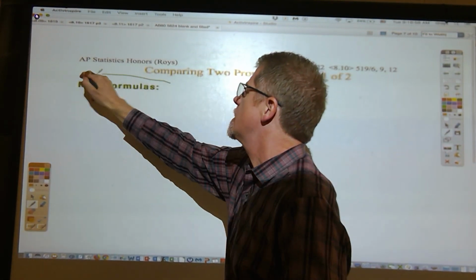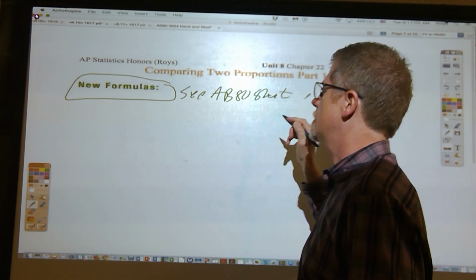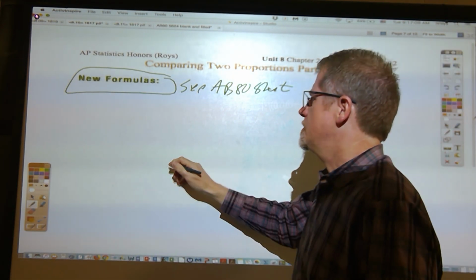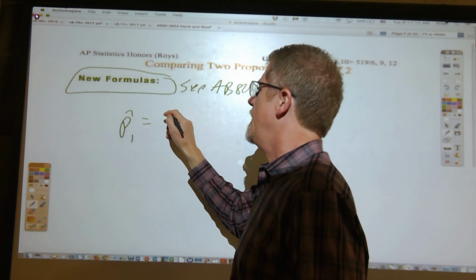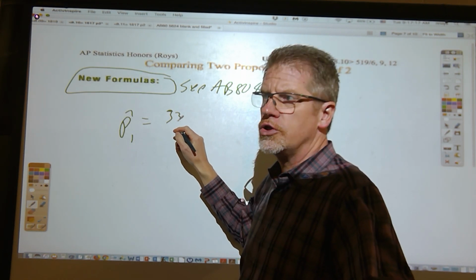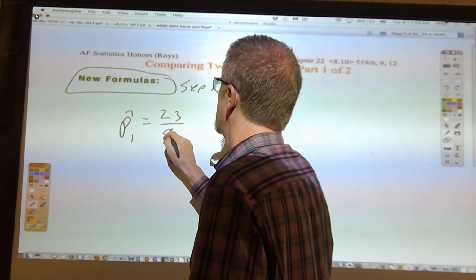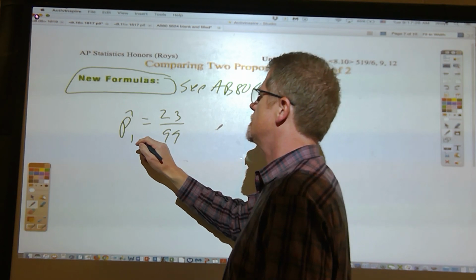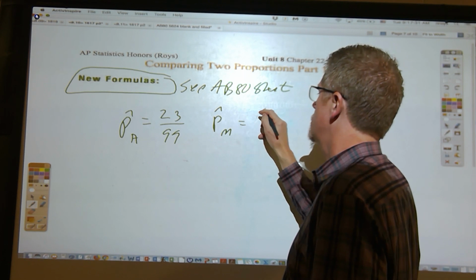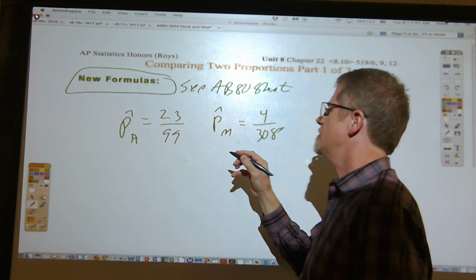We're back. So new formulas, we already wrote those down. Just write C, A, B, 80 sheet. New formulas are there. Let's just throw the Donald Trump example up here real quick. Suppose p-hat 1 was 23 out of 99. Just trying to keep it connected to the real world. 23 out of 99, or you could even say p-hat sub A for America. P-hat sub M for Mexico was 4 out of 308. Okay. So that was p-hat Mexico.